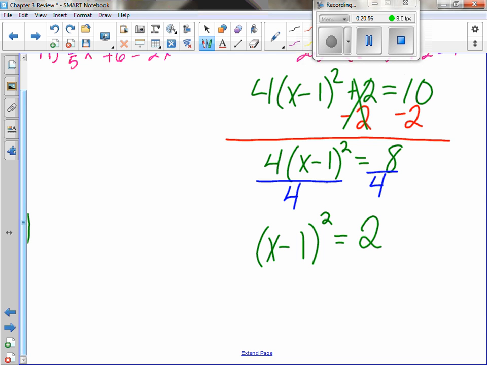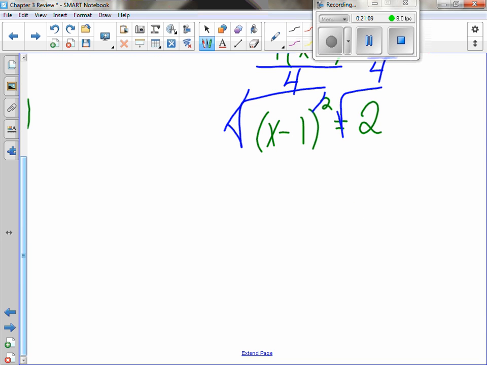Any questions on this here? Well, is the set of parentheses by itself? Yeah. So that means I can square root both sides because the square root and the square will cancel out, leaving me with x minus 1 is equal to what? Plus or minus the square root of 2. The square root of 2 will not simplify, it won't reduce, because 2 is not a perfect square.